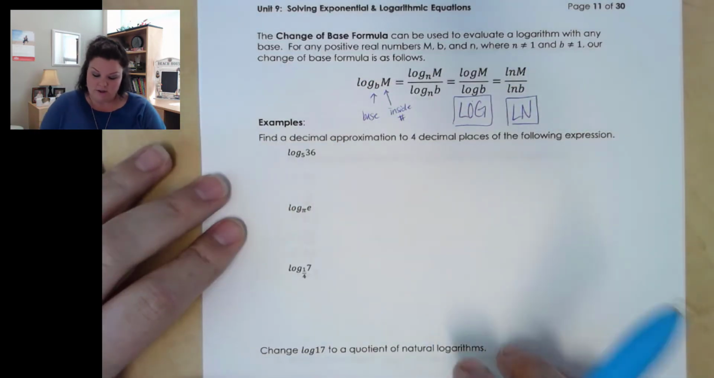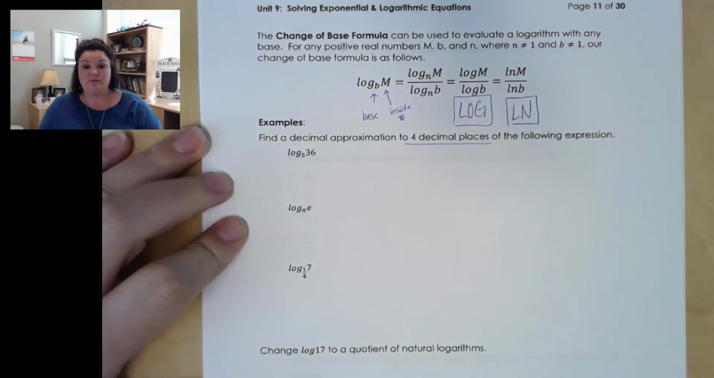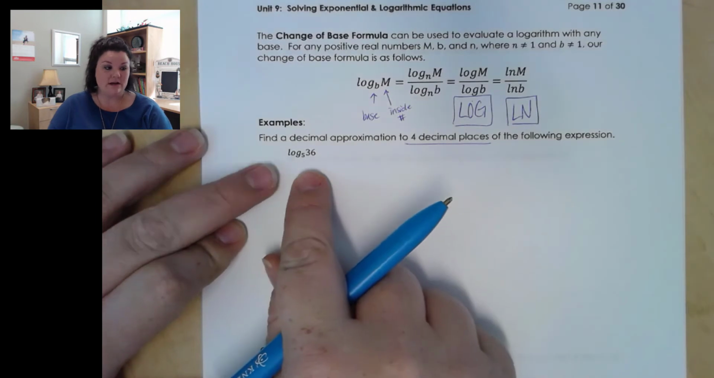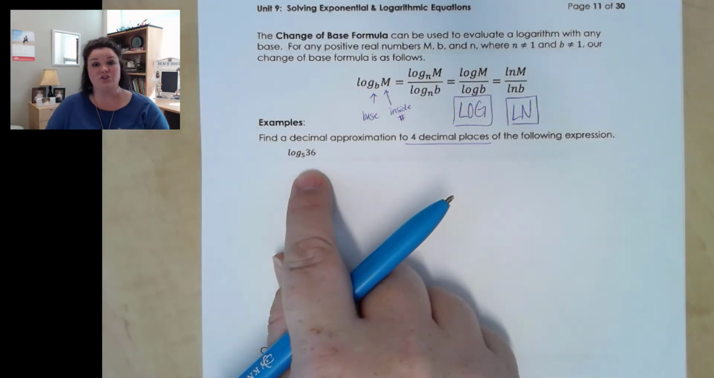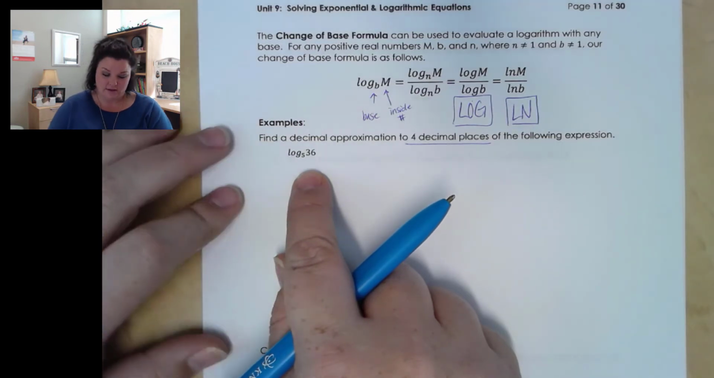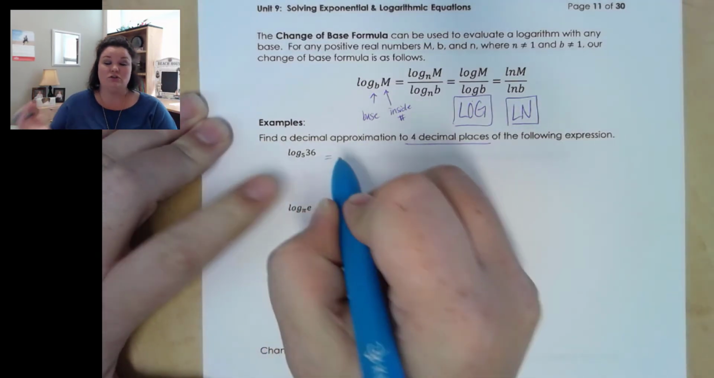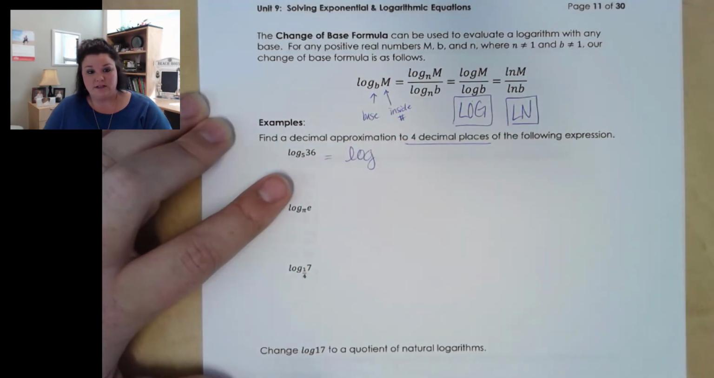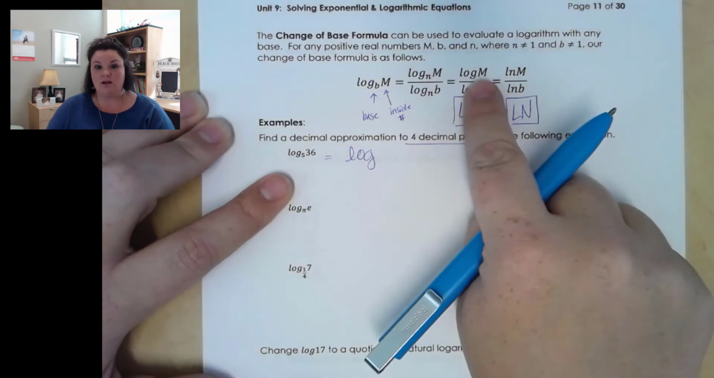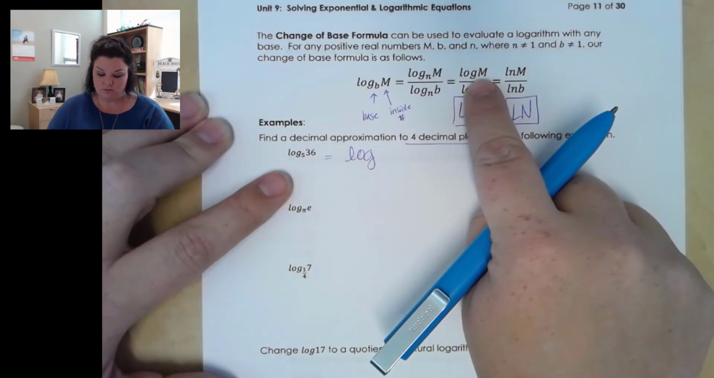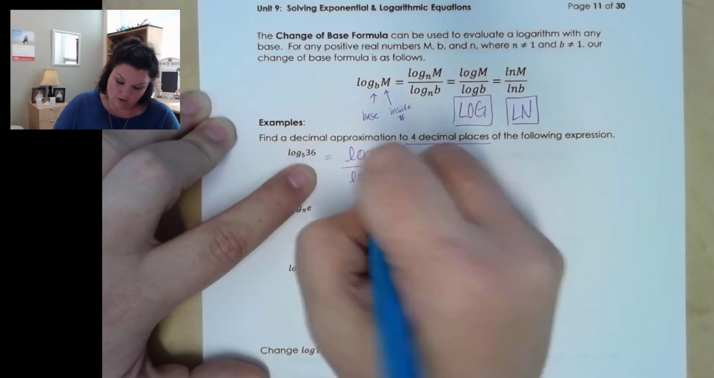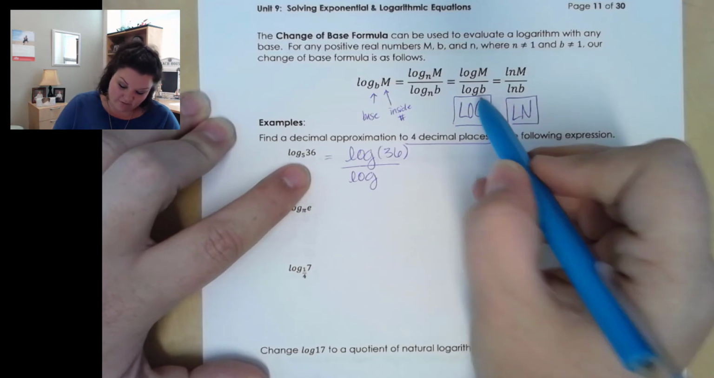So let's just look at one. Notice here it says calculate to 4 decimal places. So we're going to go ahead and calculate. Now, it doesn't matter if you change it to a log or to an ln. If you're just trying to get a decimal approximation, you can do whichever one you like. I'm going to just choose log. I'm going to change this into a regular log so I can use the log button on my calculator. And the formula says we do log of our original inside number, which here is 36, over log of our original base, which was 5.